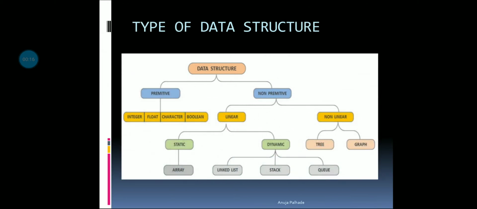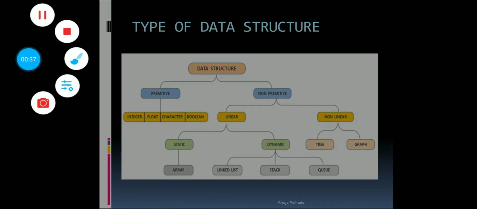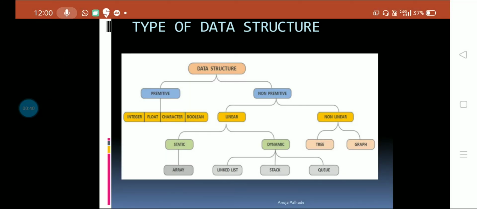Let's start the video. This is the tree hierarchy that we have seen in the previous video. This is the hierarchy of the data structure. You can see the place of the linear and non-linear data structures is under non-primitive data structures. What is a non-primitive data structure? They are not defined by the programming language, but are instead created by the programmer.